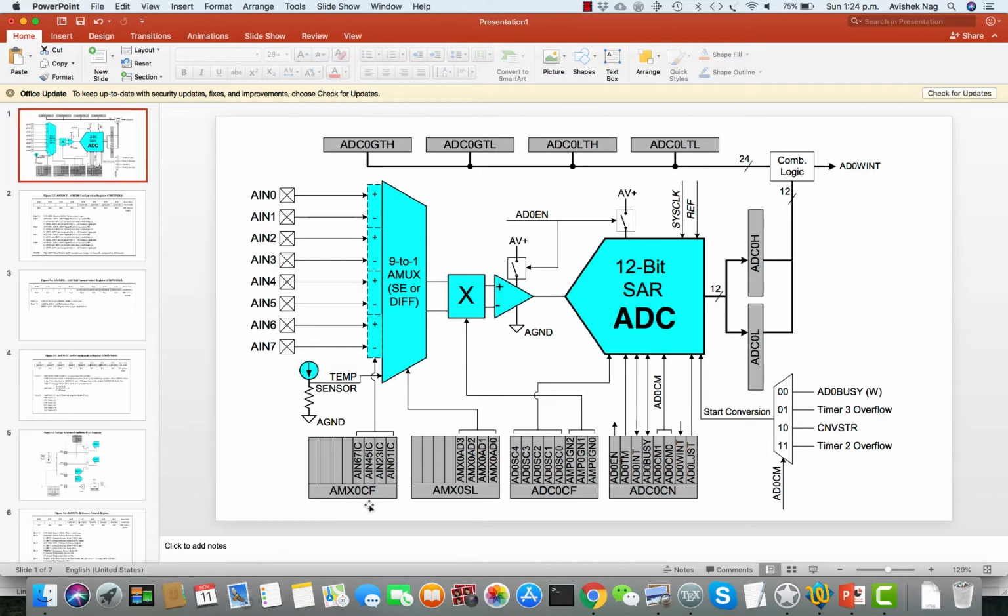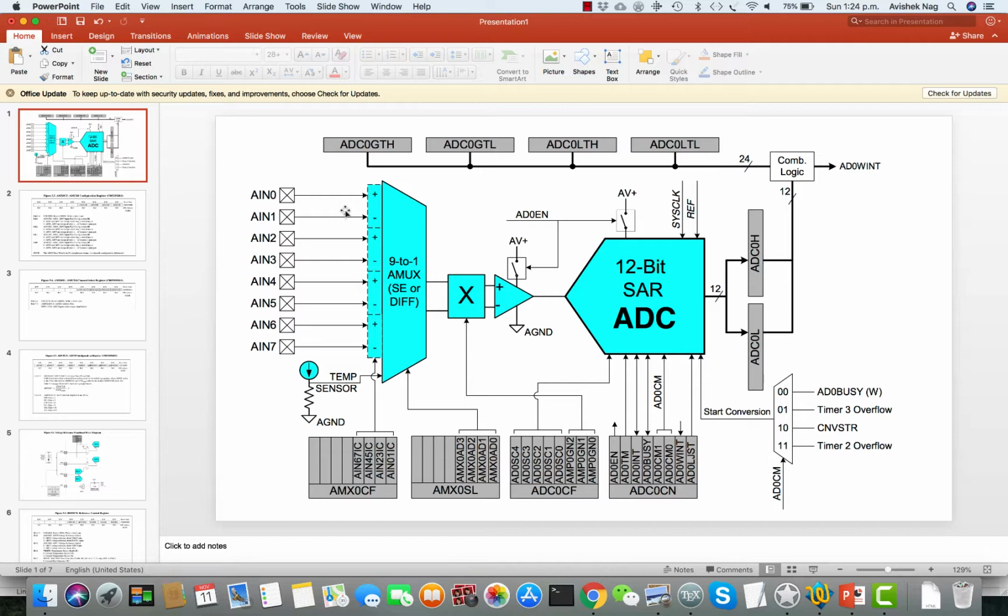Now let's focus on the function of these three special function registers. First of all, let's look into AMX0CF. Here you can see that in AMX0CF, the MSB 4 bits are not used. Only the LSB 4 bits are used, and based on the configuration of these bits, whether they are 0 or 1, the inputs here will be chosen as a single-ended input or differential input.